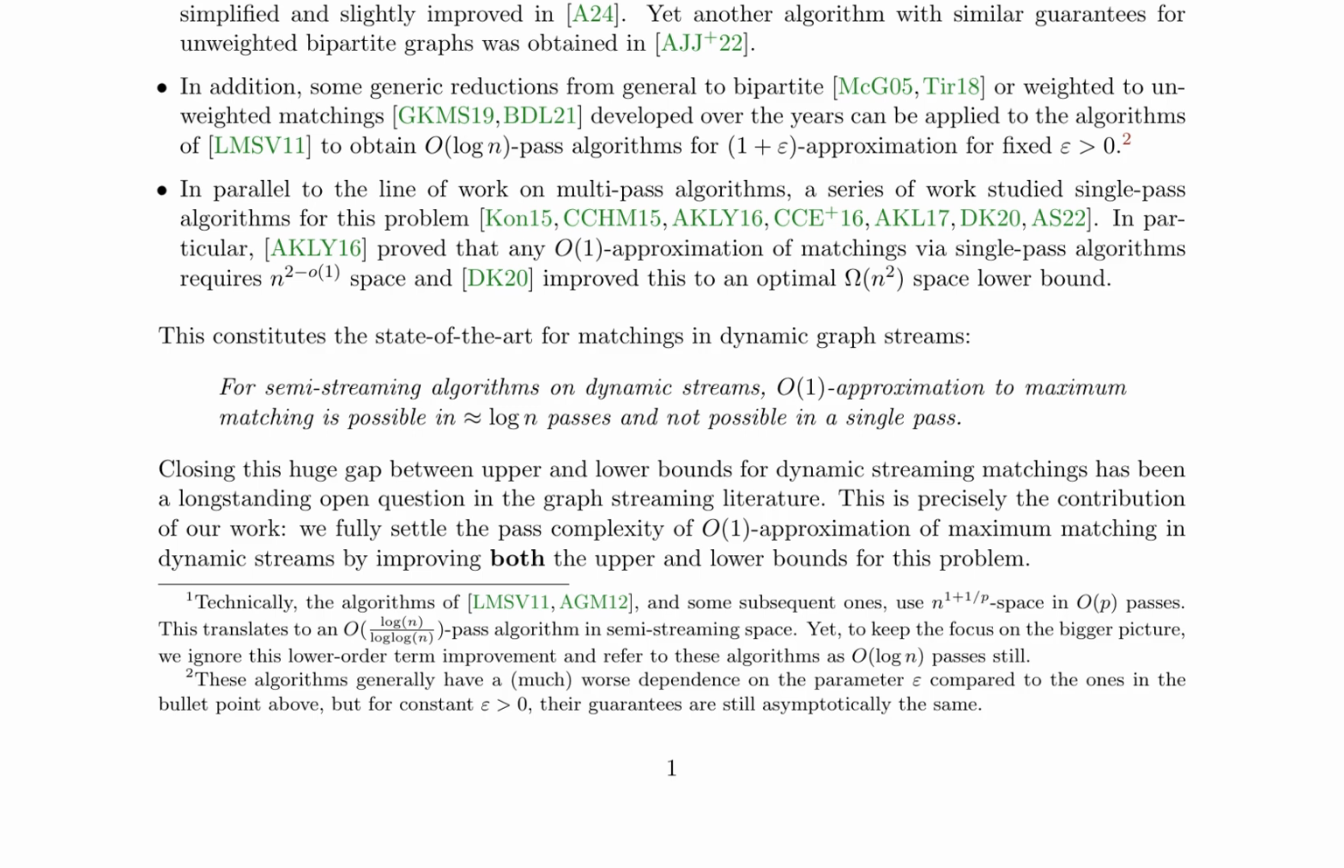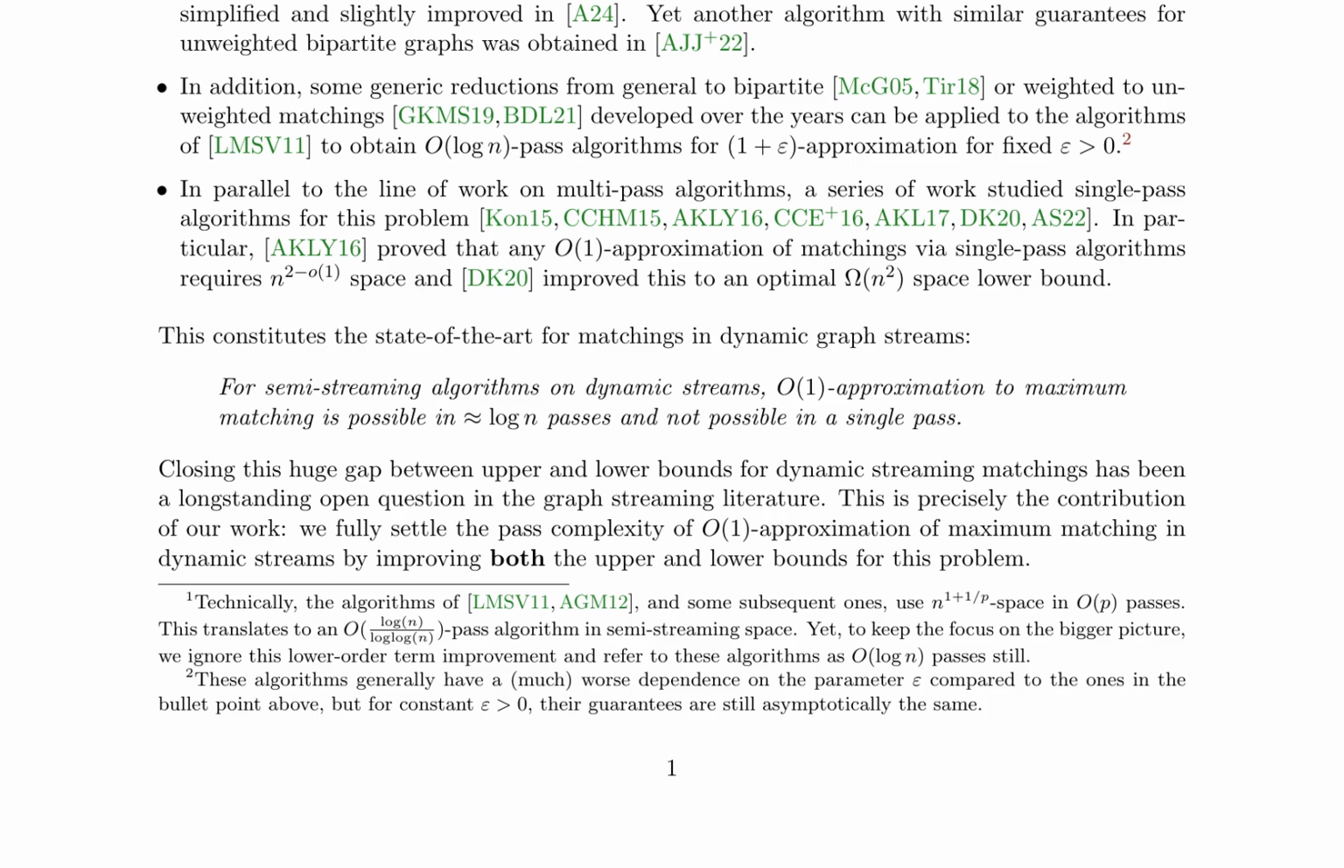Single pass algorithms for this problem have been studied, with AKLY16 proving that any approximation of matchings via single pass algorithms requires n^(2-1) space, and DK20 improving this to an optimal n^2 space lower bound. The current state of the art for matchings in dynamic graph streams is that approximation to maximum matching is possible in approximately log n passes and not possible in a single pass.